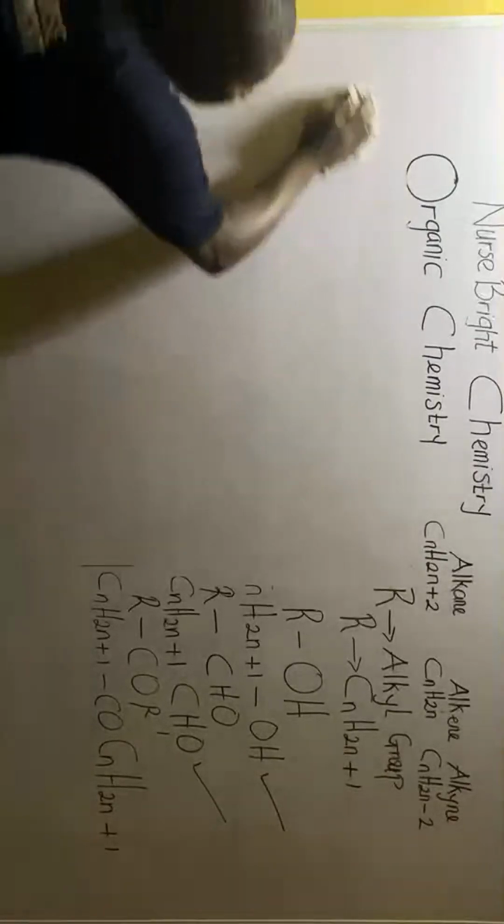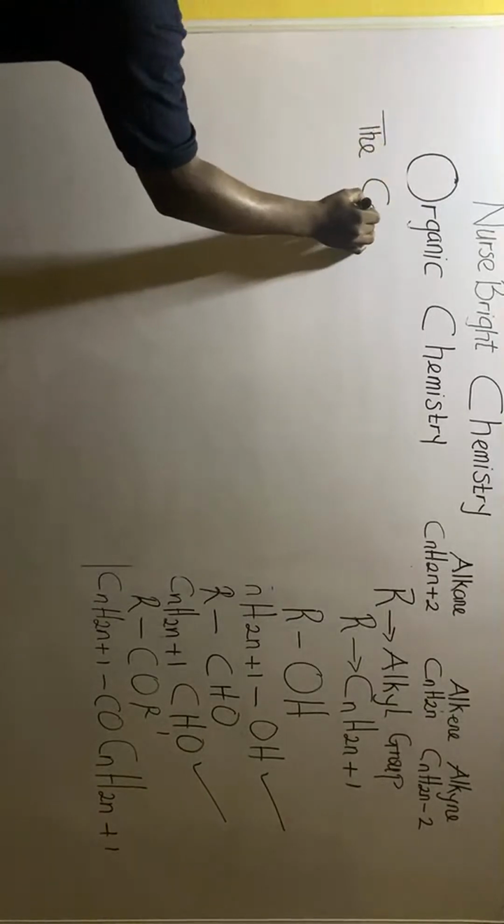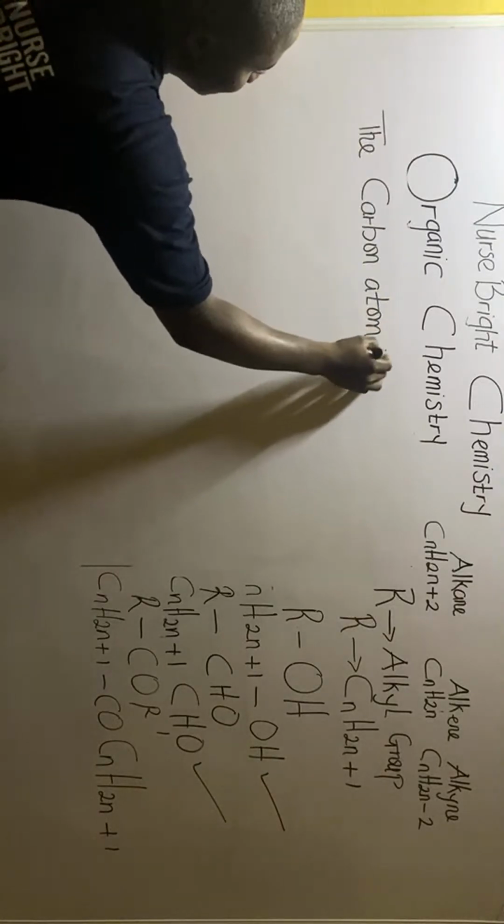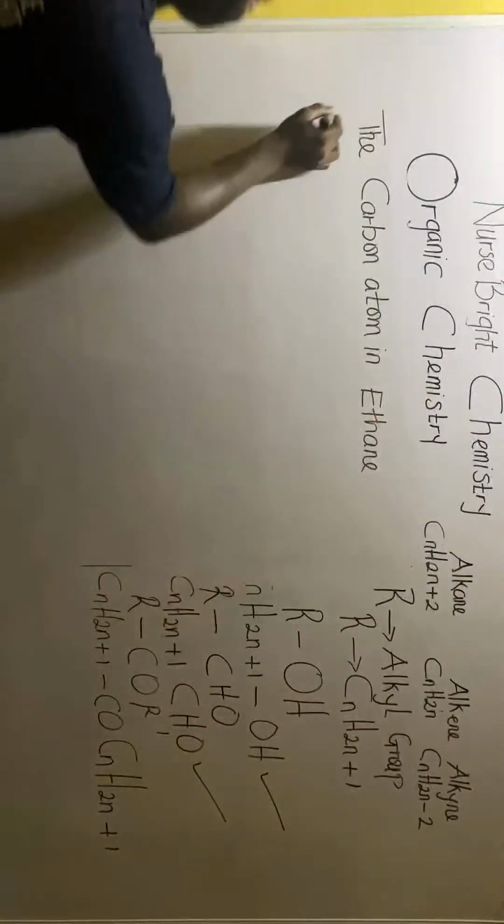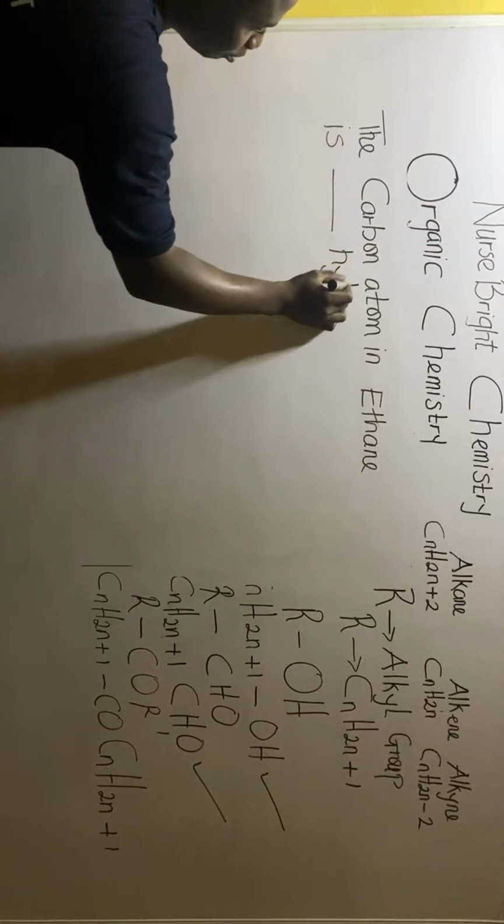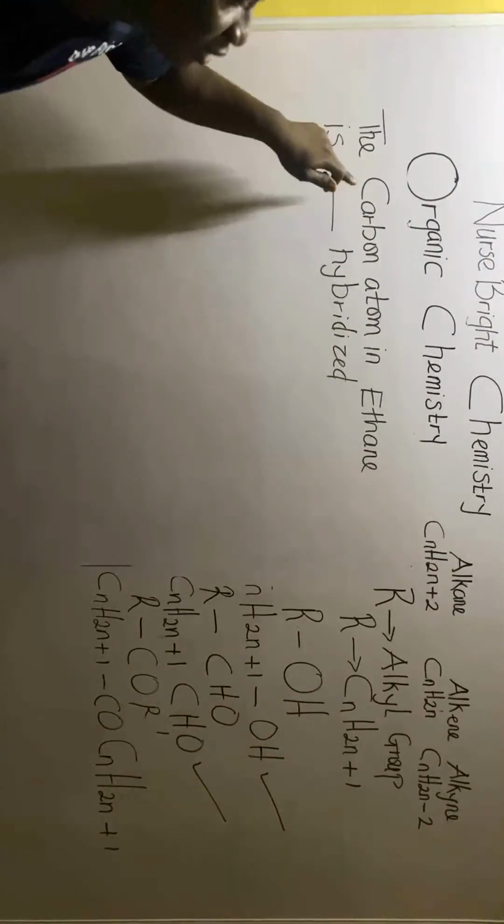Another possible question you should take note of for your exam's sake. This question is very simple and very smart. Very easy, like A, B, C, D. It says the carbon atom in ethane is dash hybridized. So what they are asking is, what's the hybridization of the carbons found in ethane?